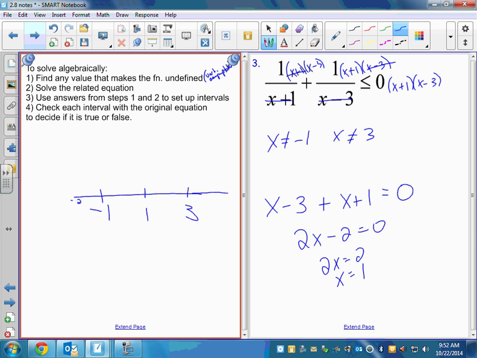If I pick negative 2, I'm going to actually work this out. 1 over negative 2 plus 1 is negative 1. Plus 1 over negative 2 minus 3, that's going to be a negative number also, yes? Yeah. If I have a negative and a negative and I add them together, that's going to definitely be a negative. Yes? Yeah. So I'm going to say that's true. Do you agree with that?